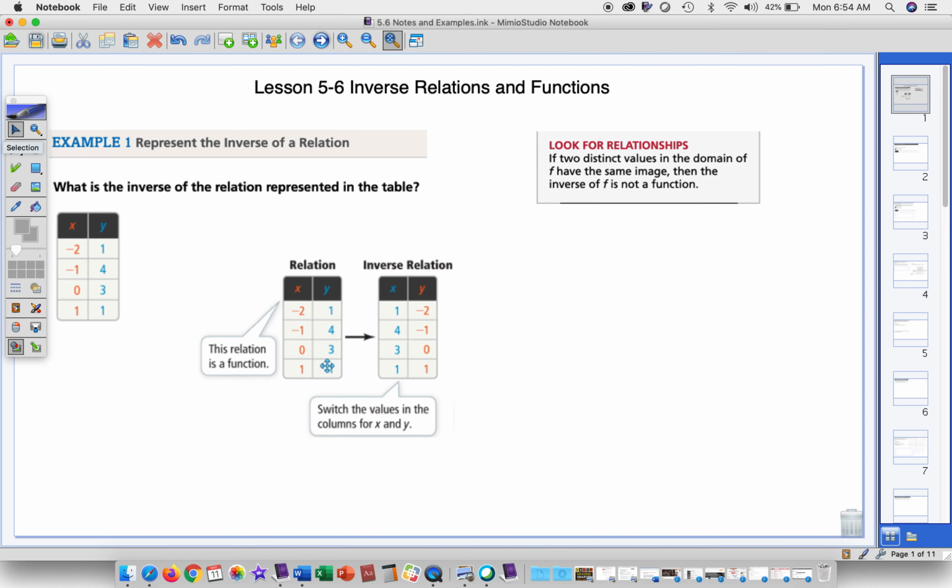Okay, here's the original relation. And then notice how what was the y column becomes the x column, and what was the x column becomes the y column. So again, we're switching those values for x and y.